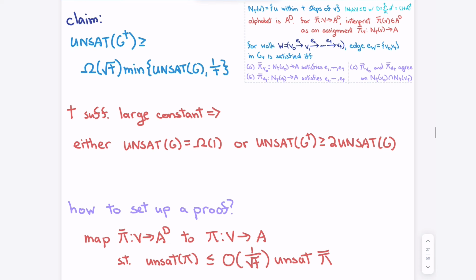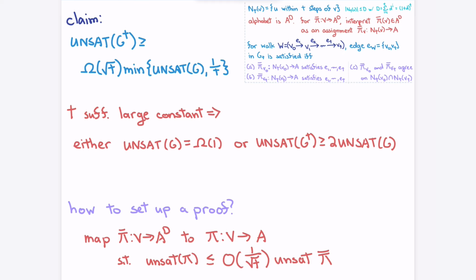So here's the real claim. T is a number of steps, and you're trying to make unsat go up, right? Because you're trying to start with 1 over m and get it up to a constant. So the claim is that if I look at this kind of powered problem, which I'm calling G to the T, the unsat goes up by roughly a square root T factor.